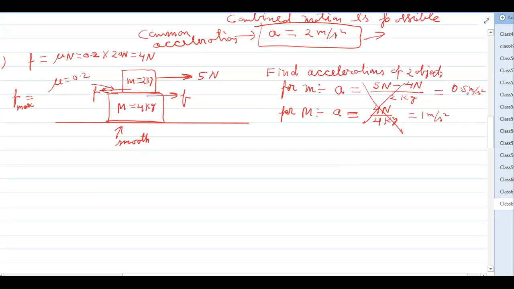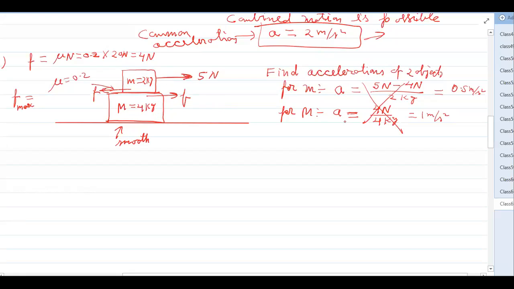This is why it is not possible, because you are getting the acceleration for the upper object as less. The object on which you are applying the force should have acceleration greater than the lower object, not less than. You cannot have the lower object moving forward. This is common sense: if you apply force on the upper object, the lower object cannot have more acceleration than the upper object. Okay. So what are we going to do now? How to solve it?